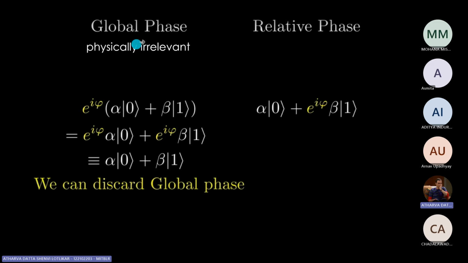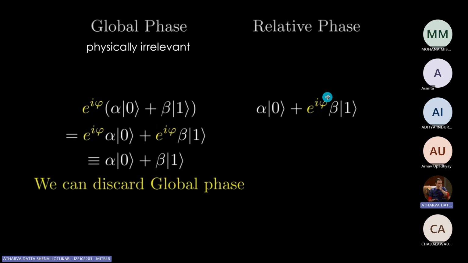But there is also another form called the global phase. This is physically irrelevant, because if you multiply the entire qubit by an exponential or a complex number, you can just factor it out. So the whole qubit stays on the same vector, you're just adding a different factor in front of it. That's why you discard the global phase and don't consider it as a phase change.